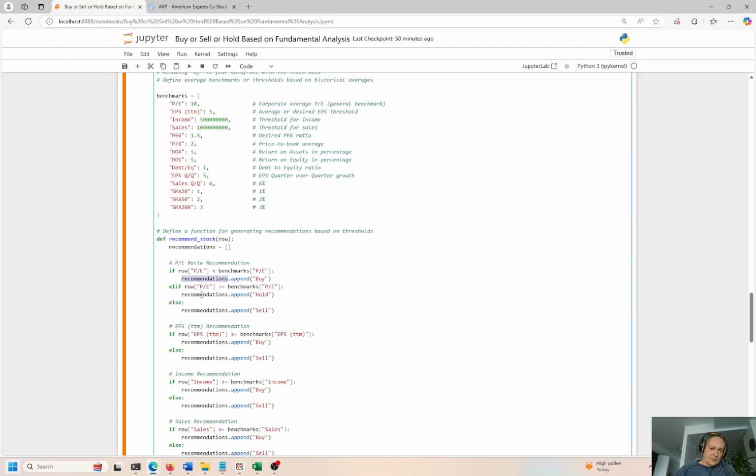If PE is higher, hold it, otherwise we're going to sell the stock. So it's the same logic for all of these down here, okay?